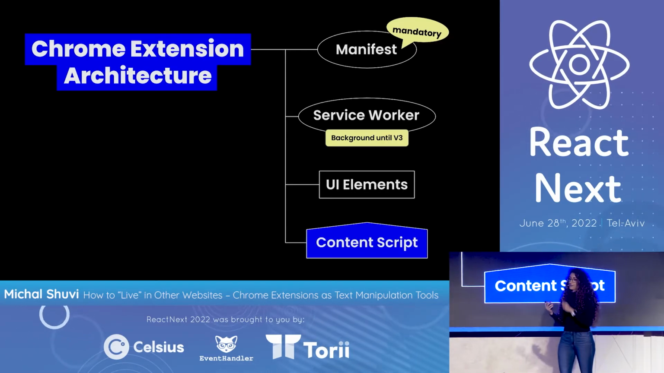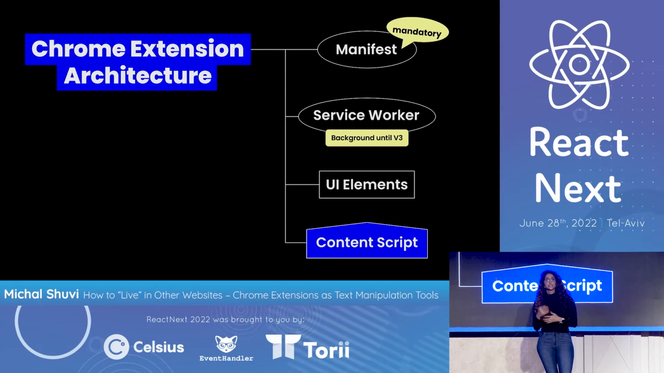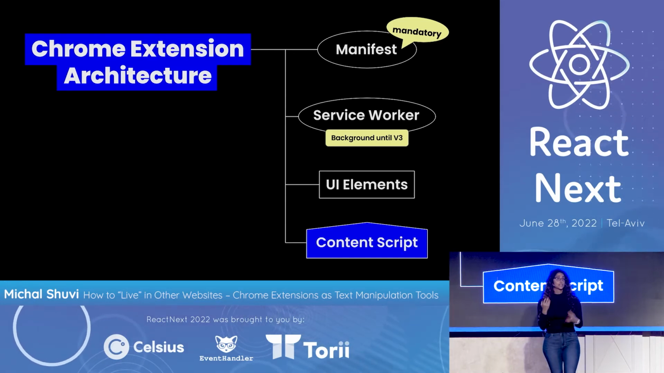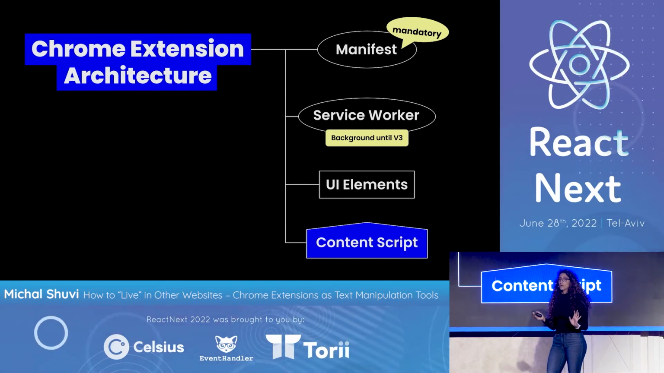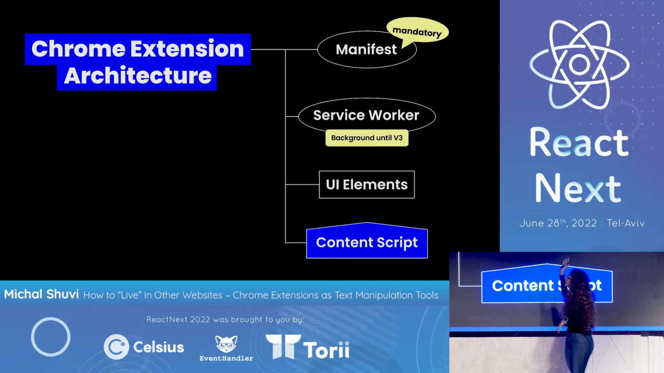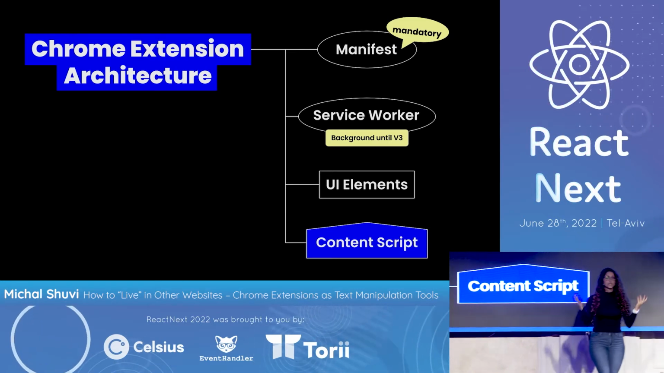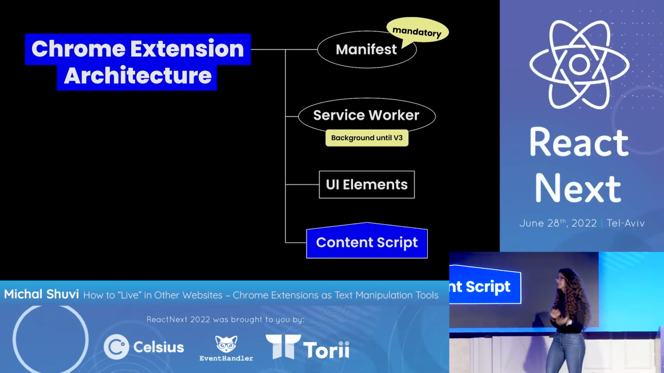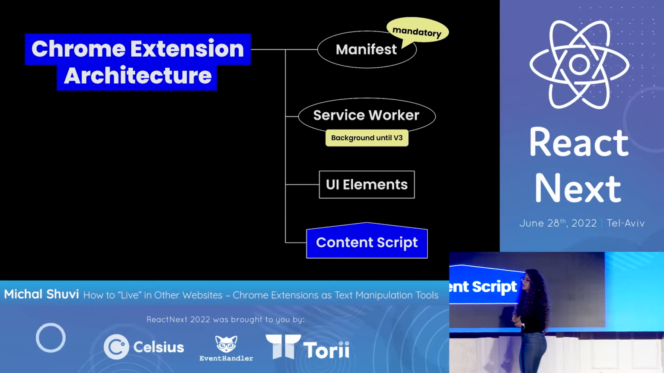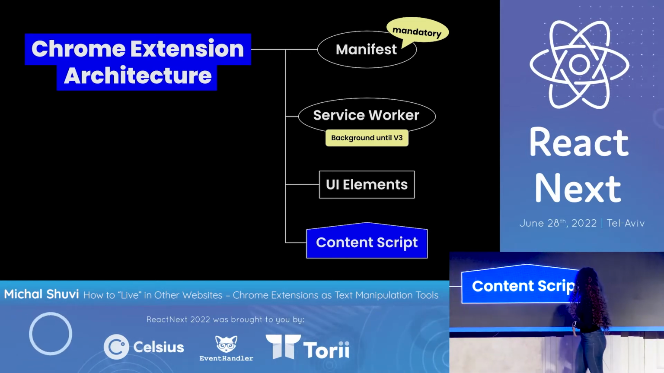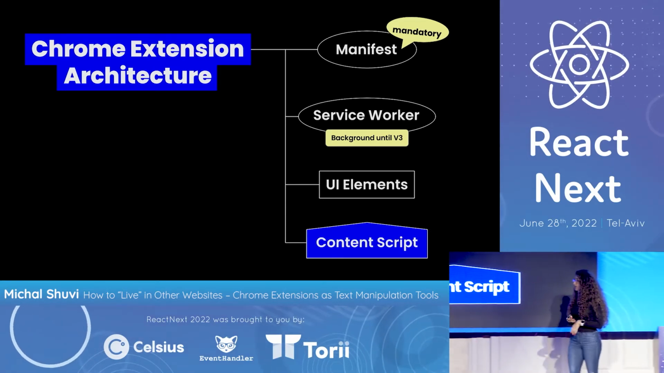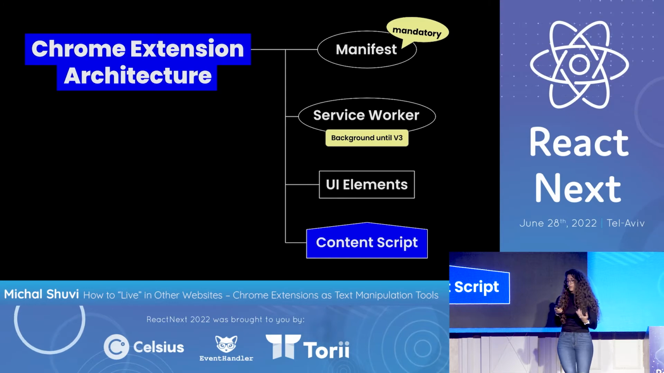About the architecture. Chrome extensions consist of many different parts, and you can choose what you want. One is mandatory, and it's the manifest. That's just the ID of your app, permissions and scripts and so on. You register there. And we will focus mainly on the content script because that's the key to living on other websites.